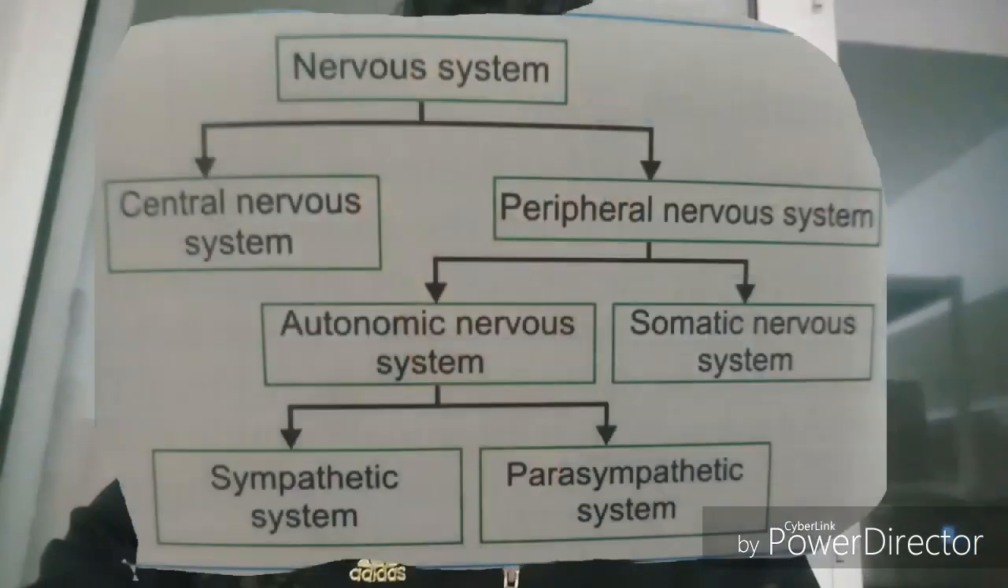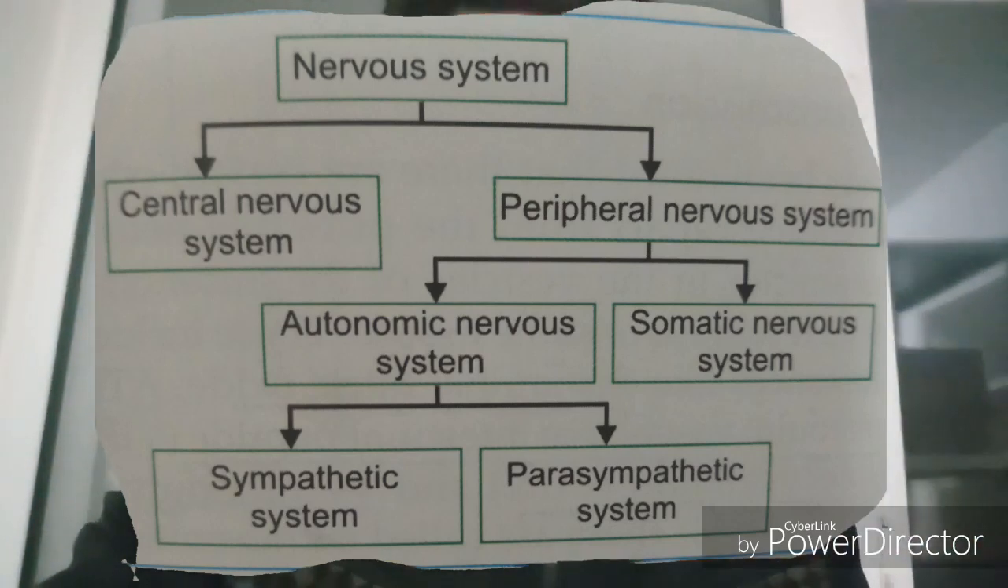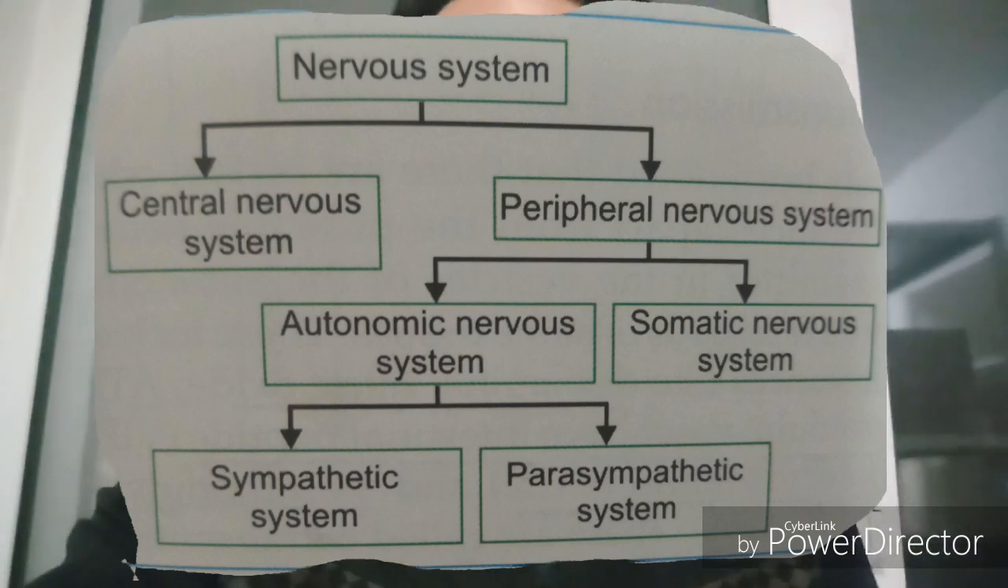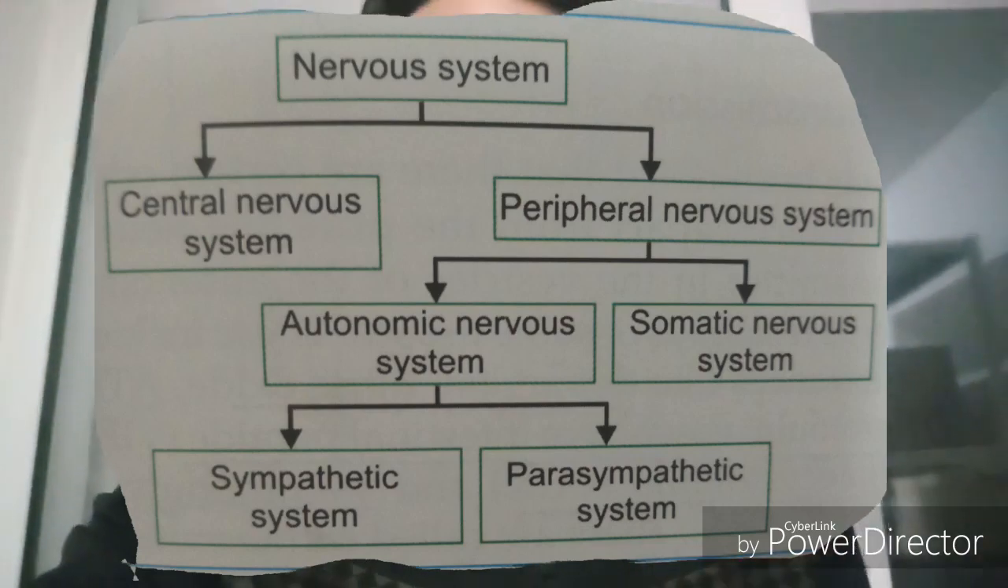Before understanding the autonomic pharmacology, first of all we have to understand the basic nervous system of the human body. The nervous system of the human body is divided into two parts: central nervous system and the peripheral nervous system. Central nervous system includes basically brain and spinal cord, while the peripheral nervous system includes all the neurons except brain and spinal cord. The peripheral nervous system is located all over the body. It is further divided into two parts: the autonomic nervous system and the somatic nervous system.